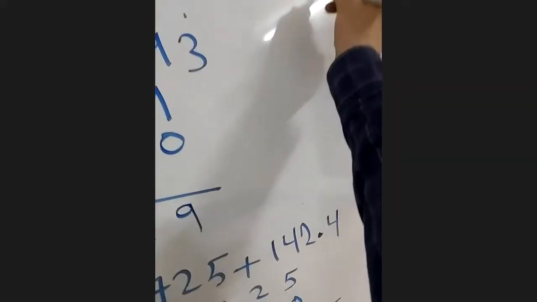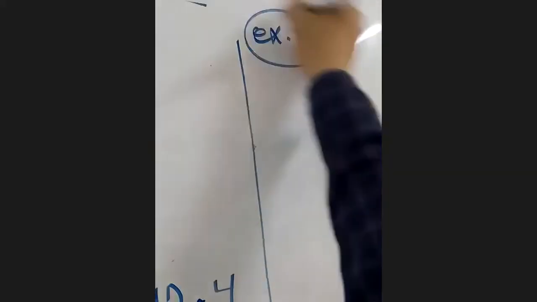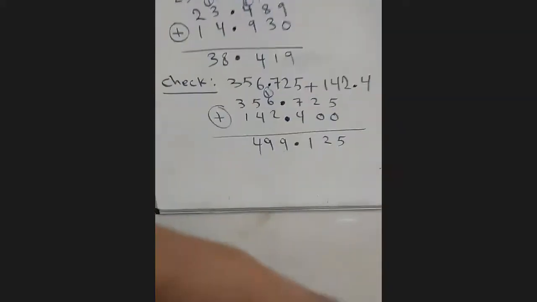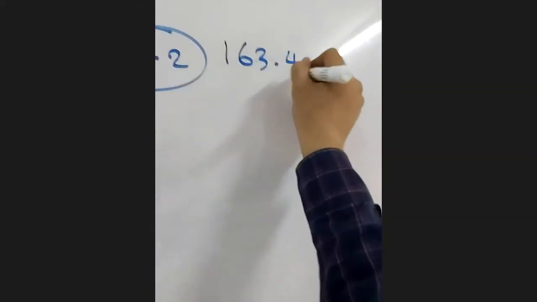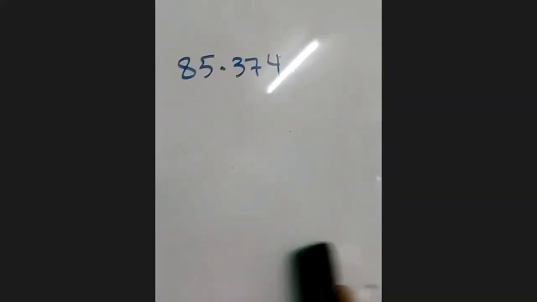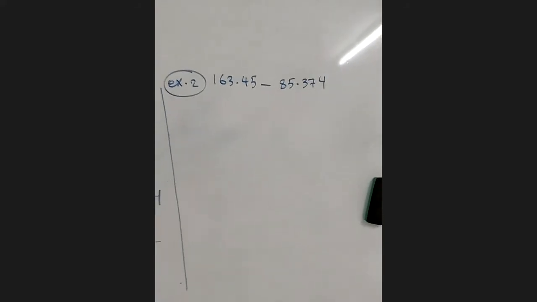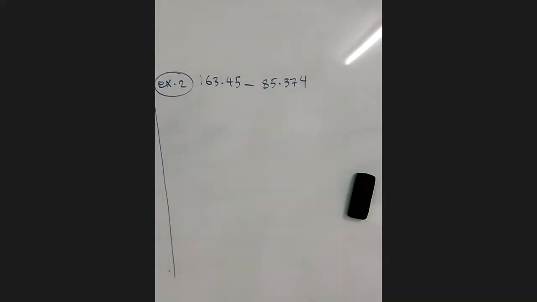Let's move to example 2. It's on page 145. We will subtract in this example 163.45 minus 85.374. Now you know that in subtraction the first number is always up.